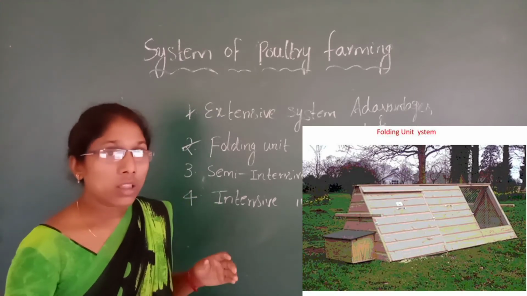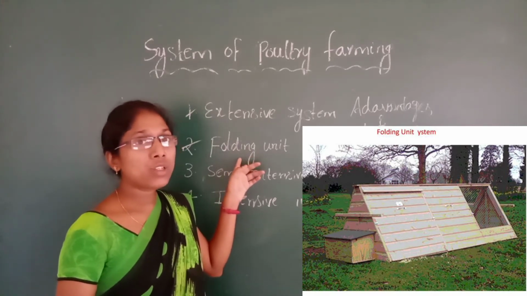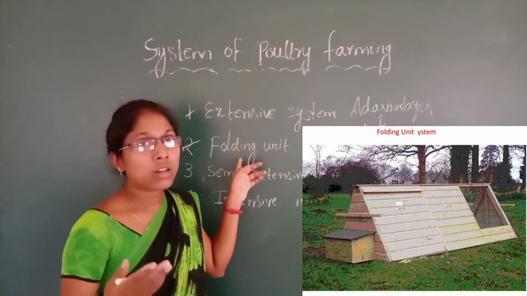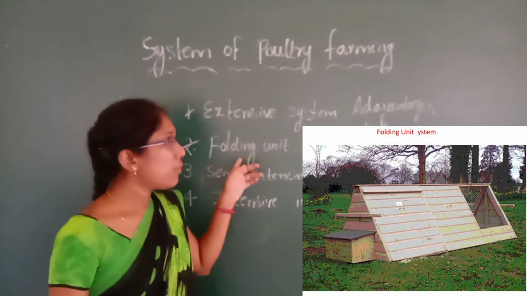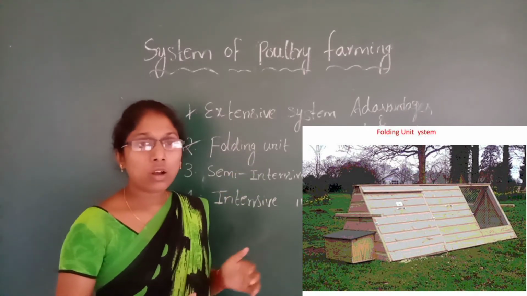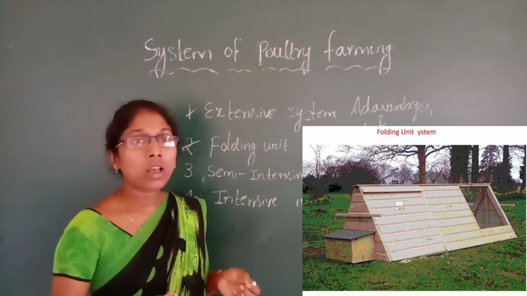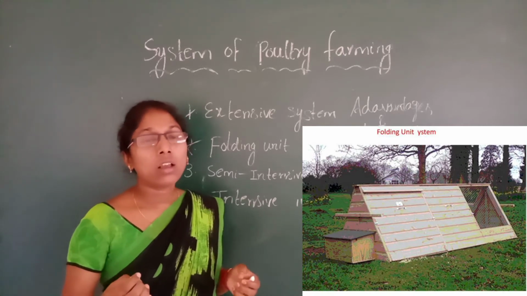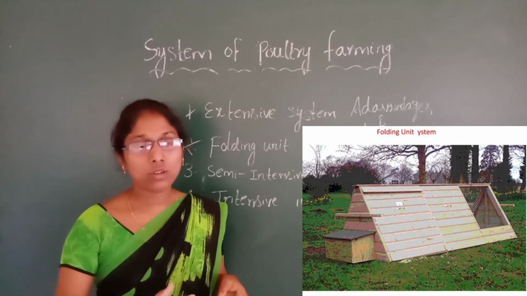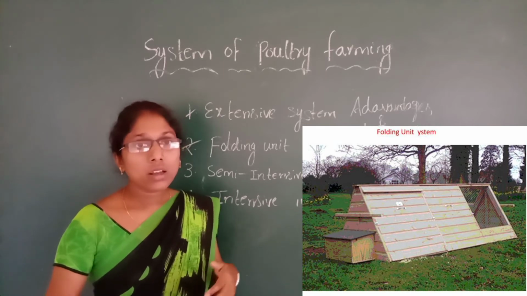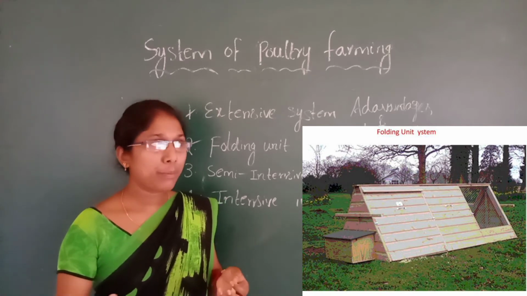In this folding unit house, we can easily rear nearly 25 chicks. Since the house is open, the chicks get fresh air and light. We can move it from one place to another place.